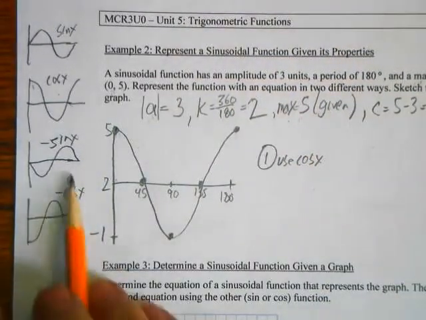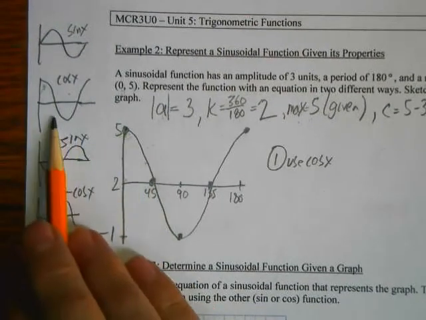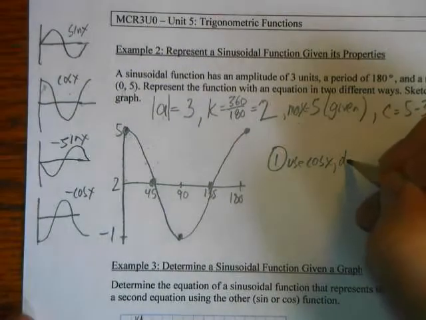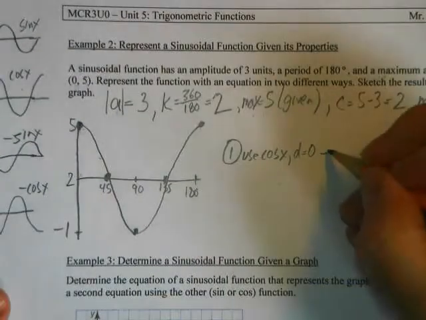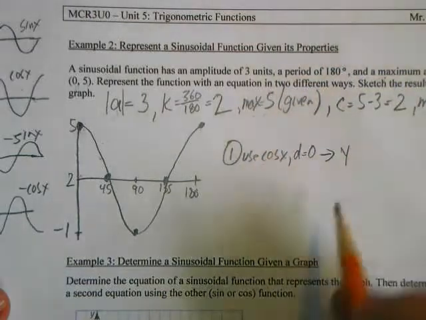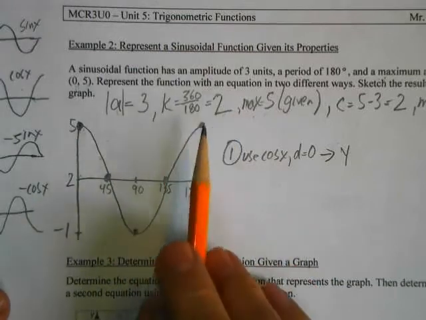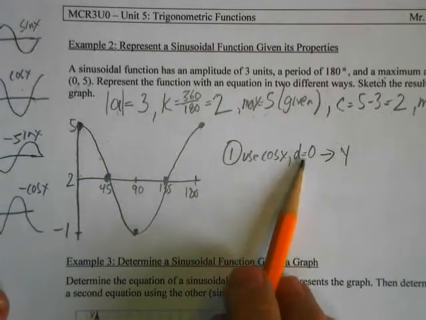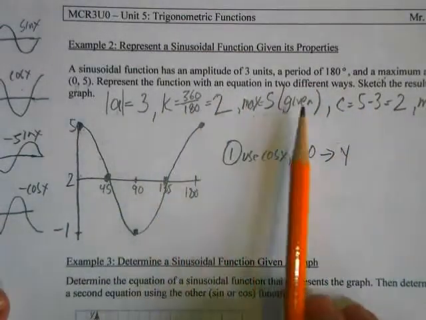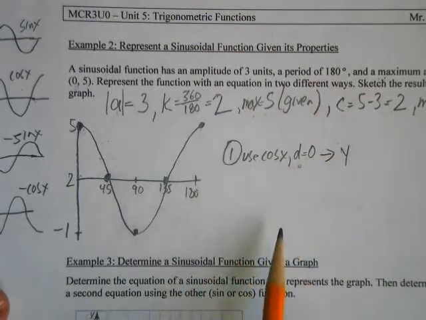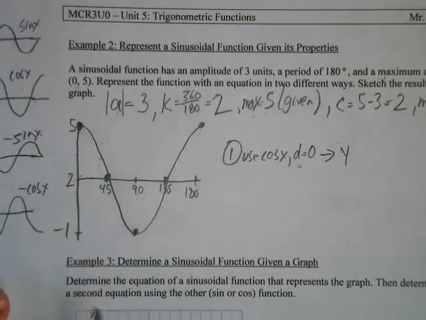If I use cos x, I don't have to do any kind of phase shift because this is exactly the same as cos x. So when I use cos x, I also know that d is equal to 0 because there's no phase shift. So that will give me an equation. You can see I've got the function I'm using, cos x, and the a, k, d, and c. The d comes from here, the a, k, and c came from above. That's an important point: whatever my a, k, and c values are will be used for both equations. It's only my d value and my initial function that will change.